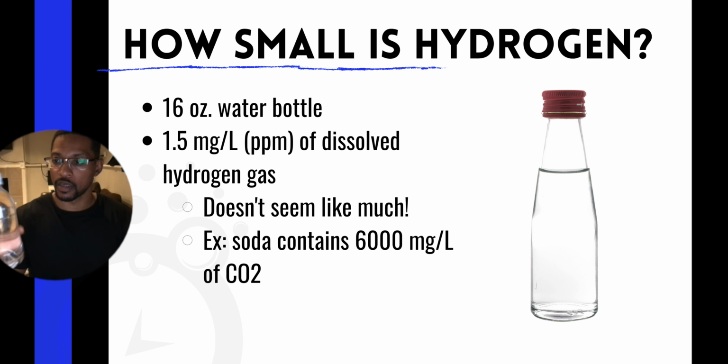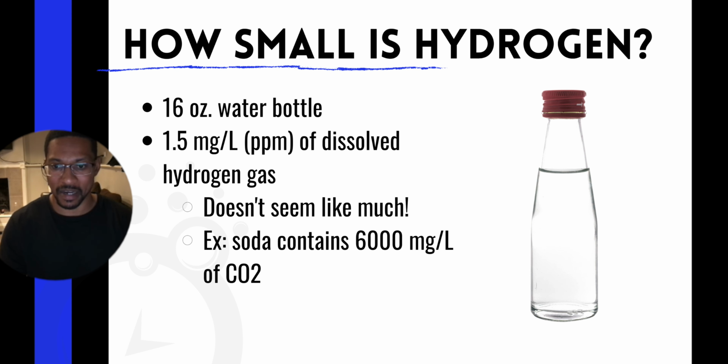And so 1.5 milligrams per liter doesn't sound like an awful lot, especially when you're comparing it to something like pop or soda, which can contain 6,000 milligrams per liter or ppm of dissolved carbon dioxide gas. In carbonated beverages, you've got carbon dioxide gas that gives us its physical characteristics. So 1.5 to 6,000. It doesn't seem like there's an awful lot in here, right? But we have to remember molecular hydrogen is the smallest and lightest gas in the universe. So its molar mass is really light.